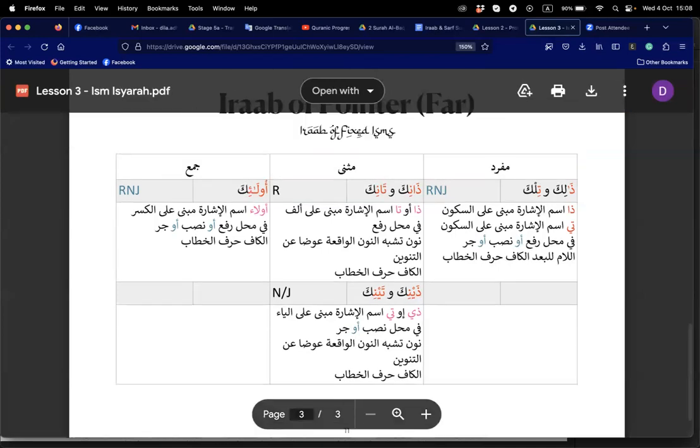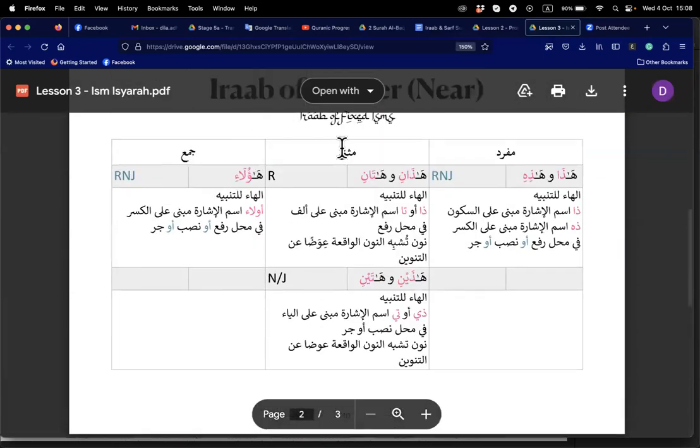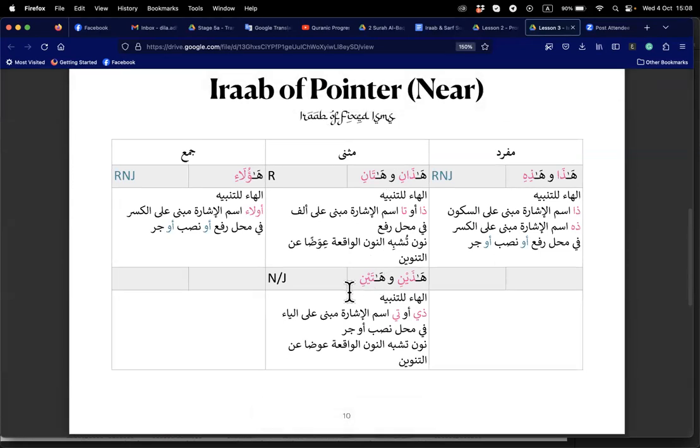For the dual, even though you have a rafa version and a nasab and jar version, it is still mabni. Okay, so the ha is for tanbih, and the dha, that's an ism isyarah, and it will be mabni ala alif, and then fi mahali rafa.